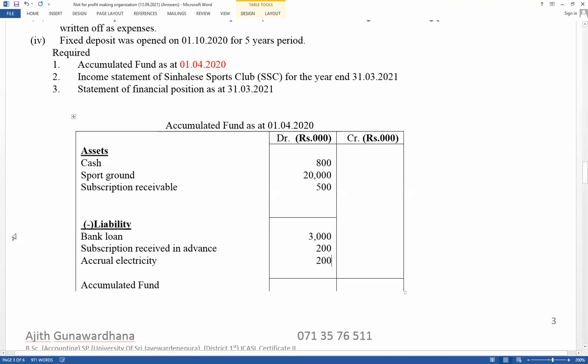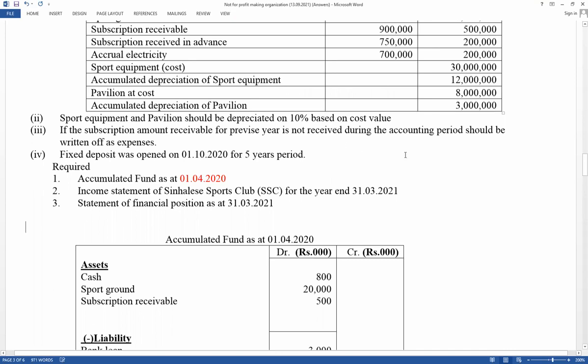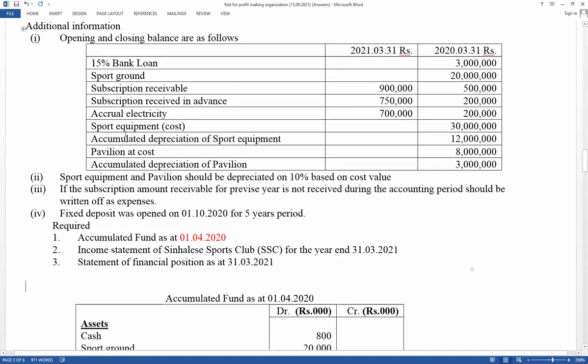And then sport equipment as well as pavilion. Cost value and accumulated depreciation are given separately. Very important. Opening balance: sport equipment and accumulated depreciation are given. Net book value should be recorded as sport equipment 30,000 minus 12,000. Net value should be included.